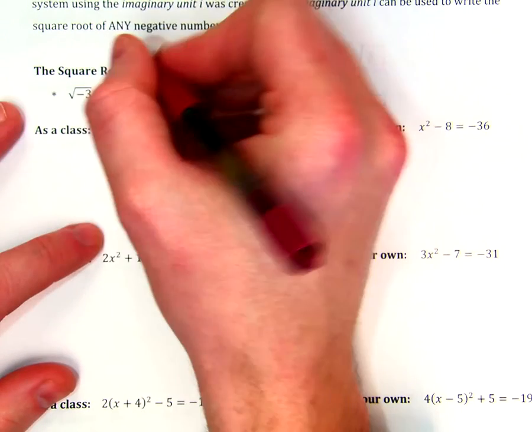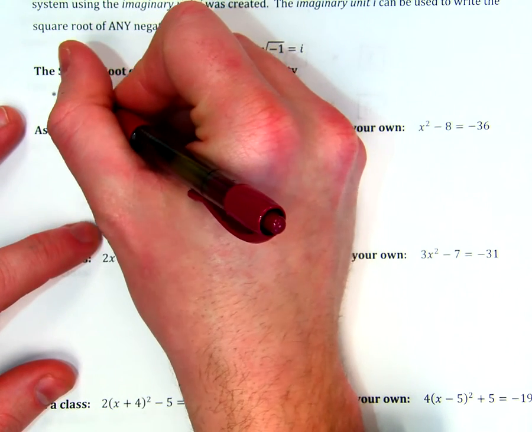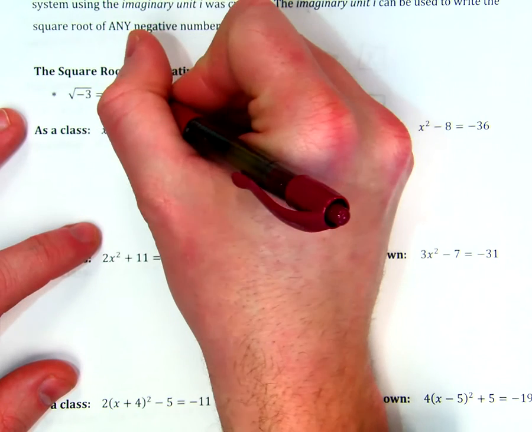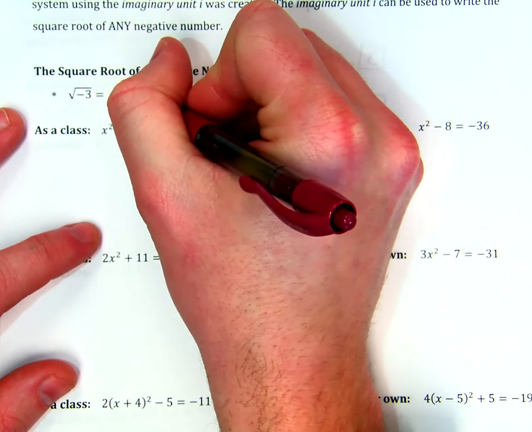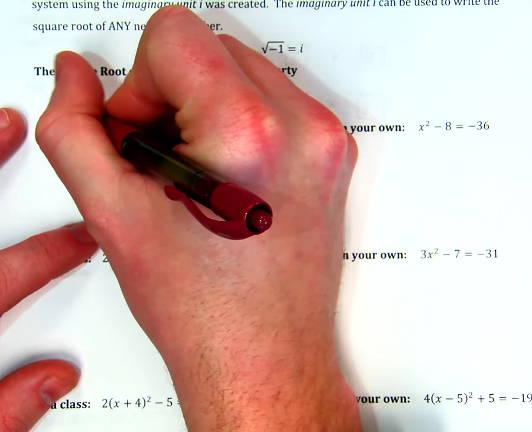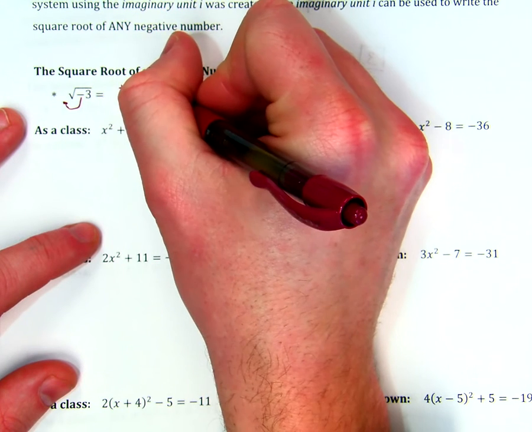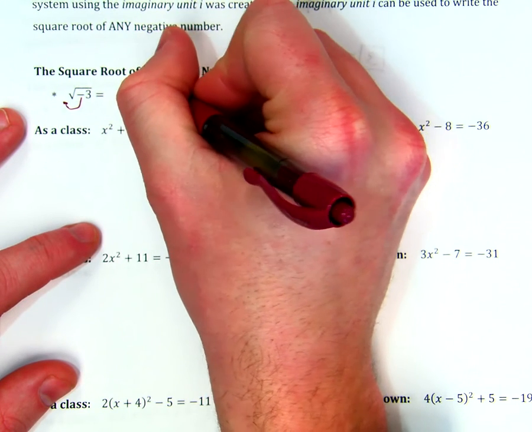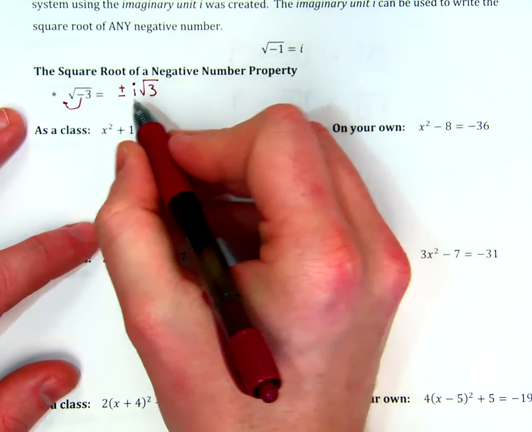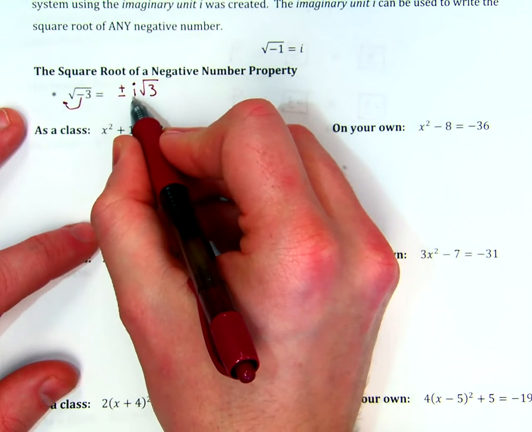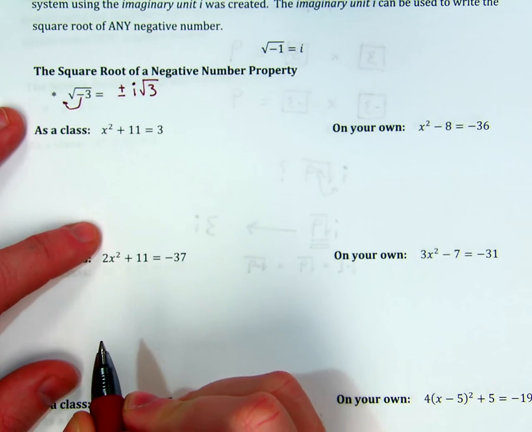A really quick review about square roots. The square root of negative 3, if simplified, would always start with a plus minus. We need to pull that negative out and put it in front of the radical as an i. And the square root of 3 does not simplify, so it would remain under the radical. Plus minus i times the square root of 3.